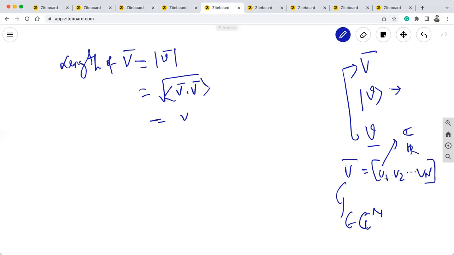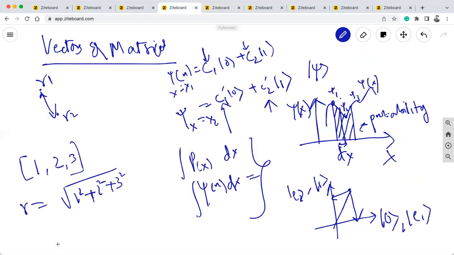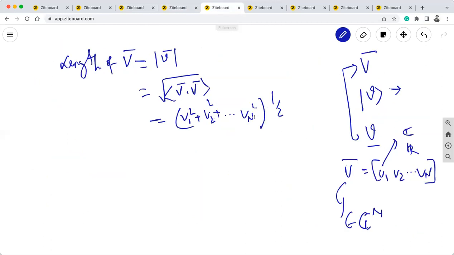So you will be getting effectively v1 square plus v2 square, and so on to vn square, and the whole to the power half. That is the exact form you are getting, right? So with three scalars 1, 2, 3, you are doing the square and taking the square root. Here you have scalars v1, v2, vn, and you are doing the same, the whole to the power half.